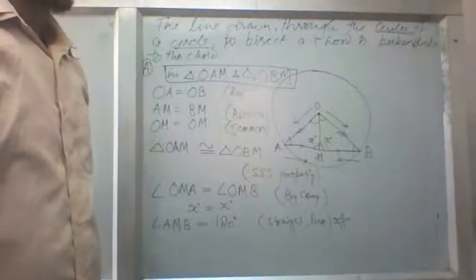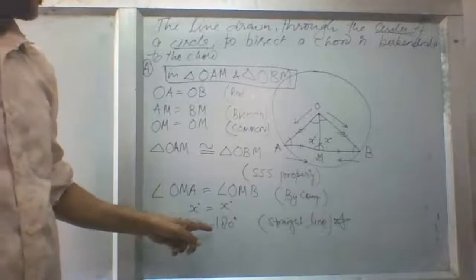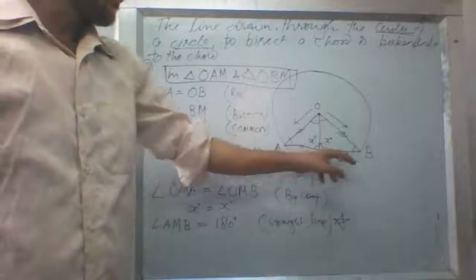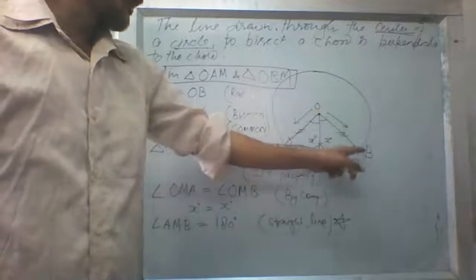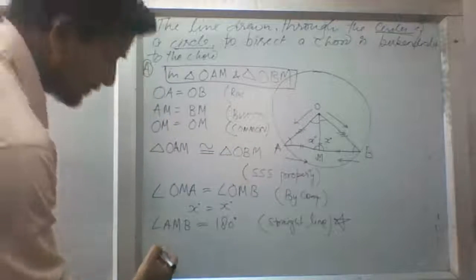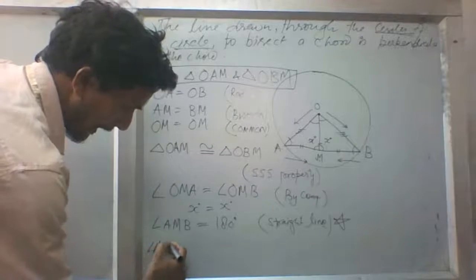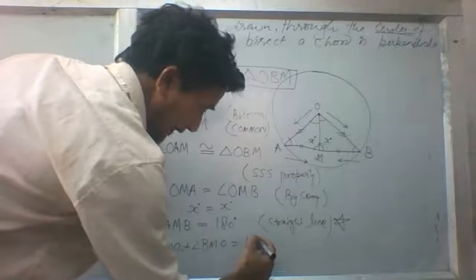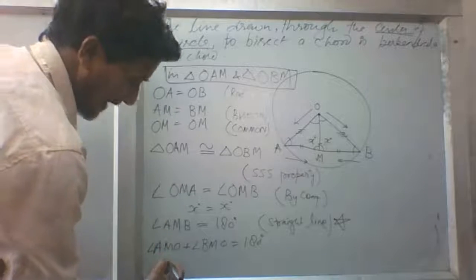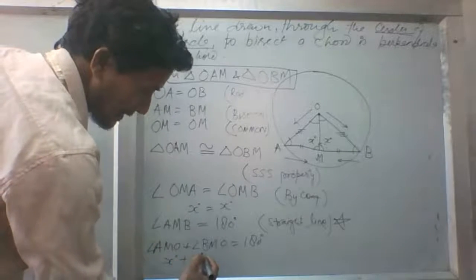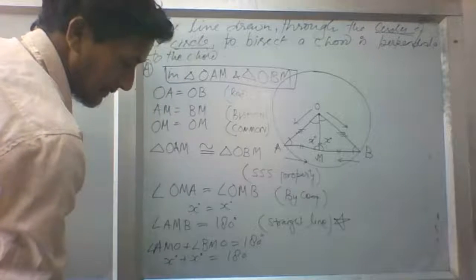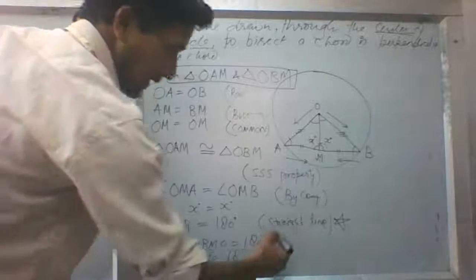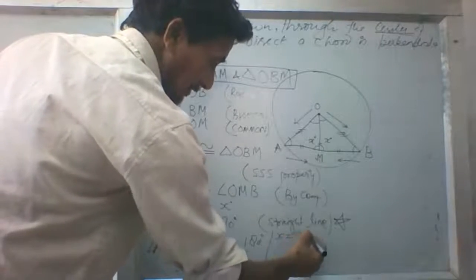So, what's that? Angle A plus angle B is equal to 180 degrees. And what is this A and B? It is the sum of angle AMO plus angle BMO. Means angle AMO plus angle BMO is equal to 180 degrees. It is given as x degree plus x degree is equal to 180 degrees. So 2x degrees is equal to 180 degrees. It means x is equal to 90 degrees.